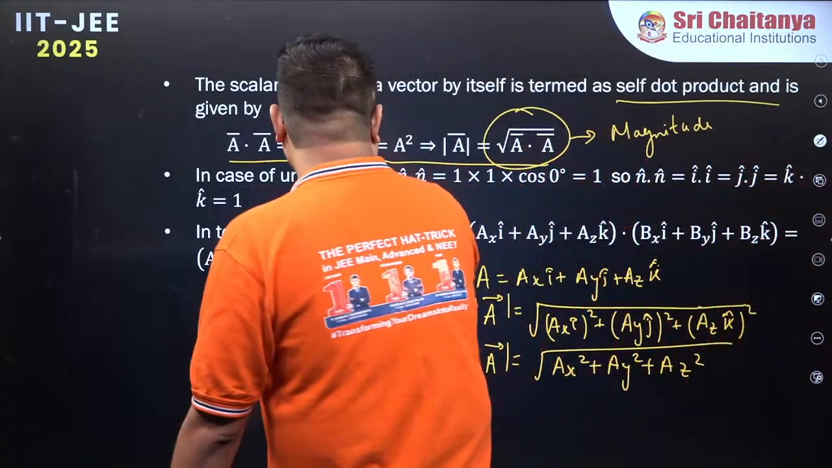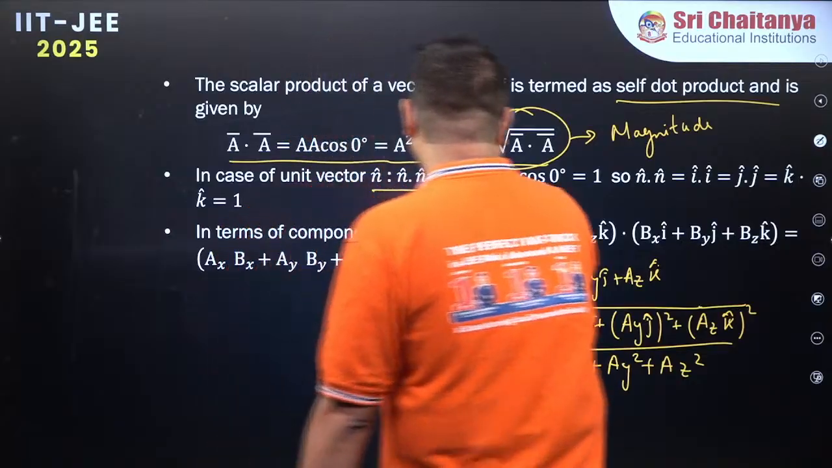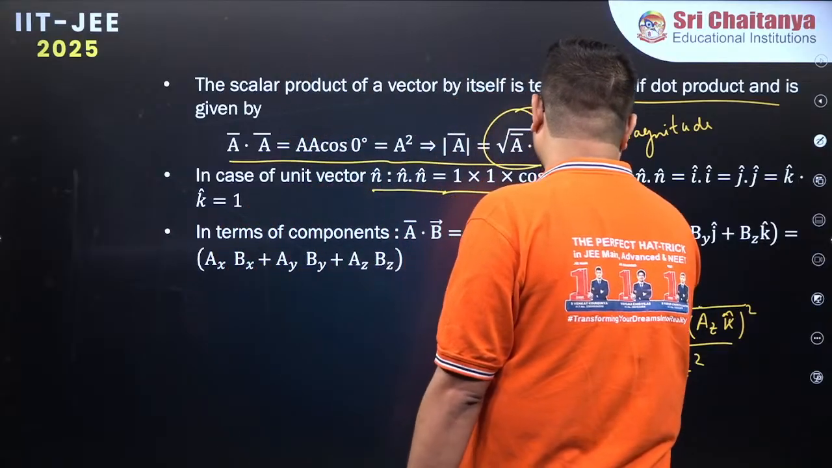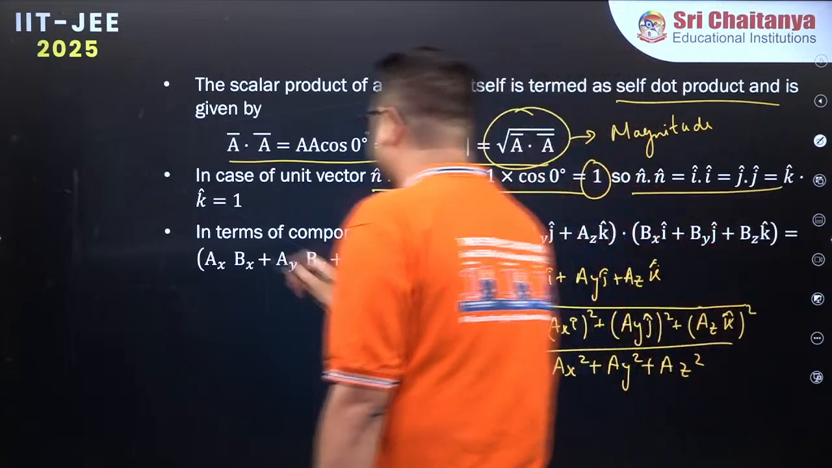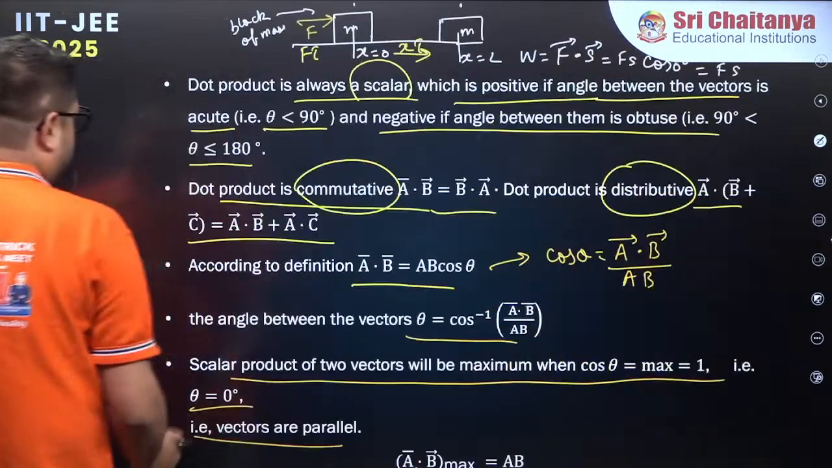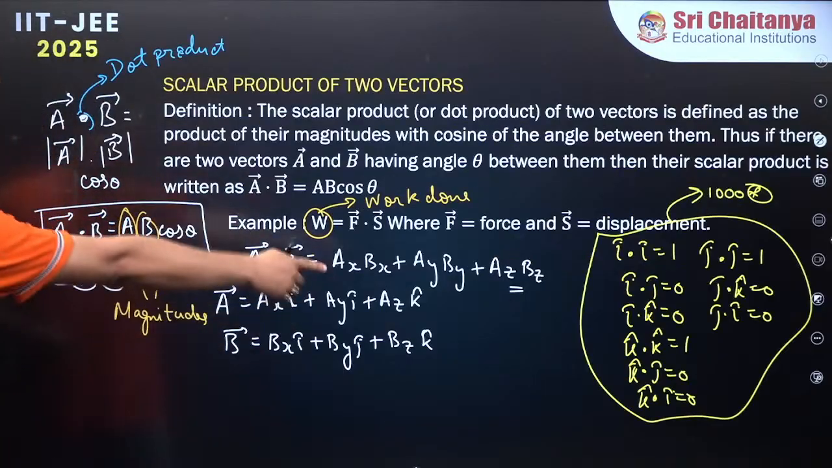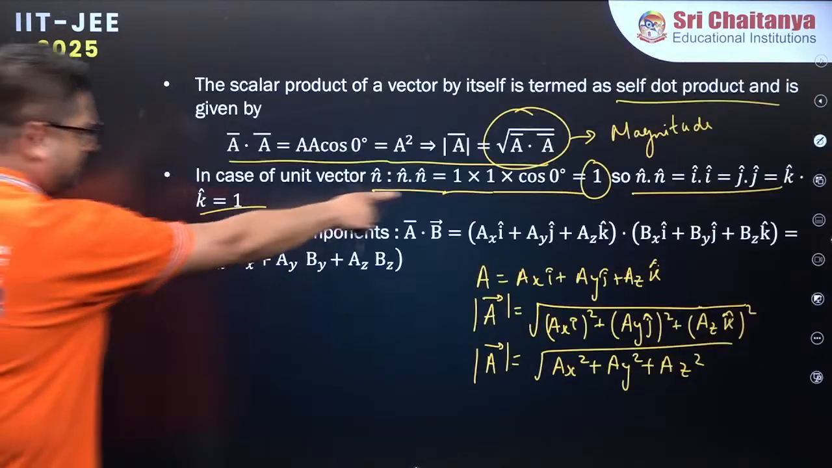In case of unit vector n cap, that is n cap dot n cap is 1 into 1 cosine of 0. That's why it's going to be 1, isn't it? The same thing is applicable for this, which we have already discussed over here. This point we have already discussed, isn't it? We have already discussed this point.